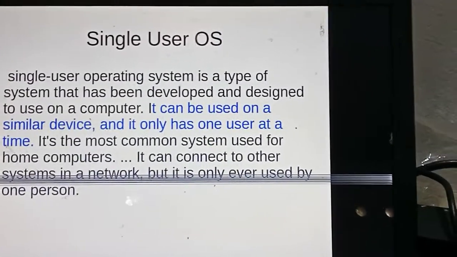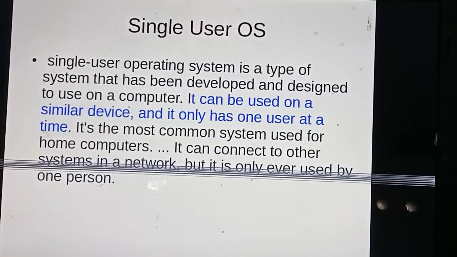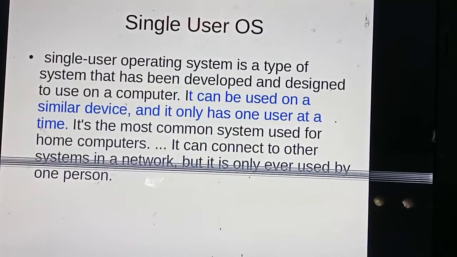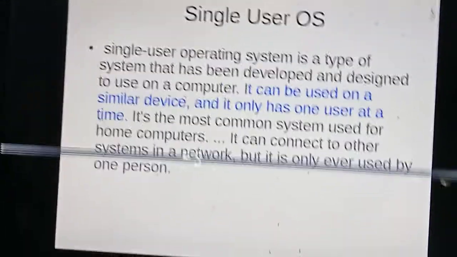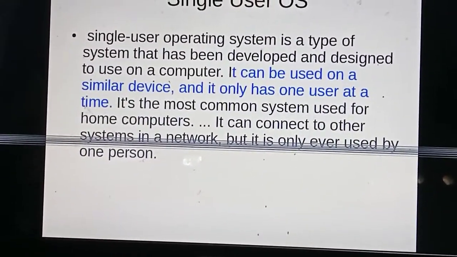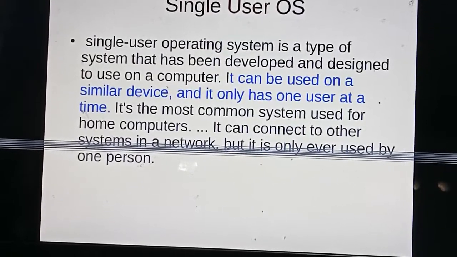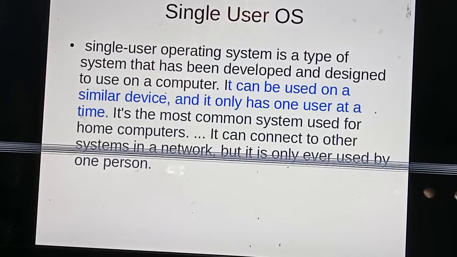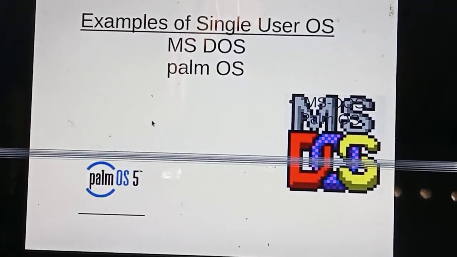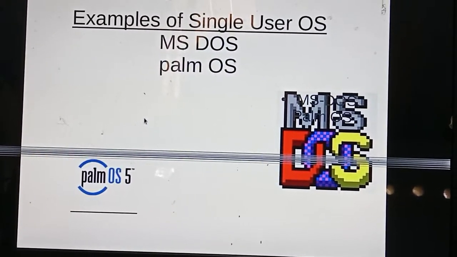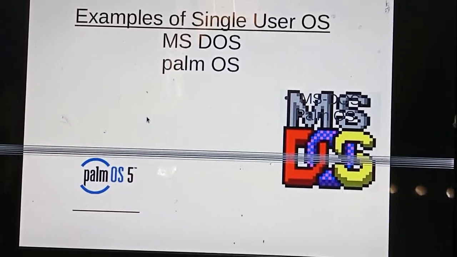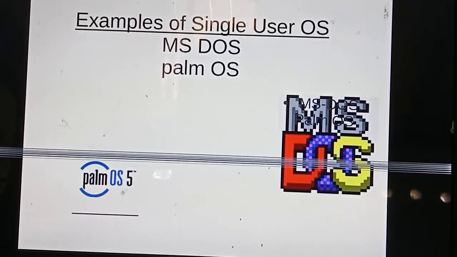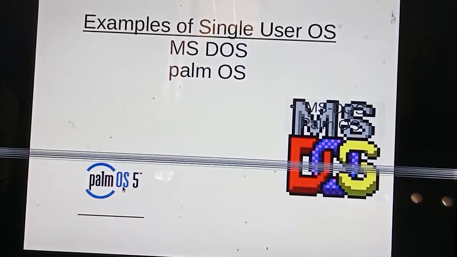It can be connected to other systems in a network, but it is only ever used by one person. Examples of single user operating system are MS-DOS and Palm OS. This is the symbol of MS-DOS and this is the symbol of Palm OS.